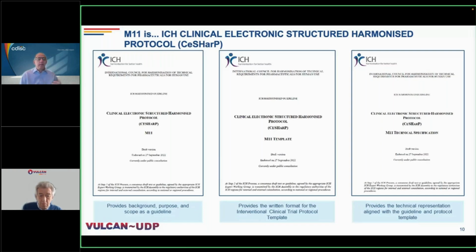So M11 is an ICH initiative to really define a clinical and electronic structured and harmonized protocol. So it's really about globally bringing all the organizations, the regulatory organizations, together and defining this standard, this guideline, this structure. And so the idea here is that they produce the M11 template and the technical specifications, and we can leverage that then in what we've been doing over the last few years to build a digital protocol. And what the nice thing about this is with the Vulcan initiative, in terms of utilizing the digital protocol, is we're able to bring it together under one umbrella.